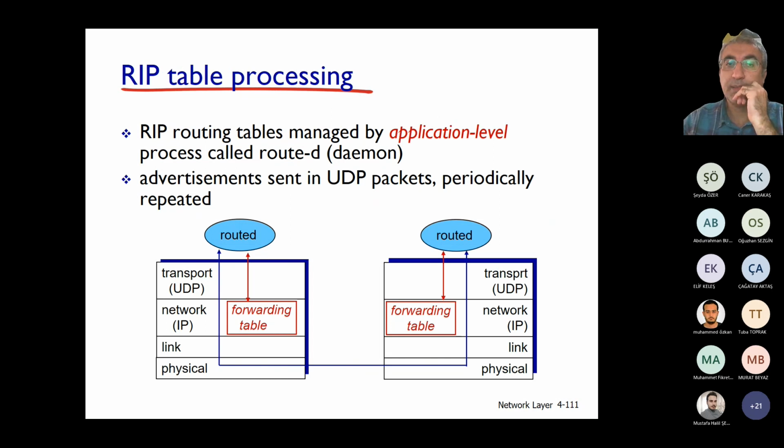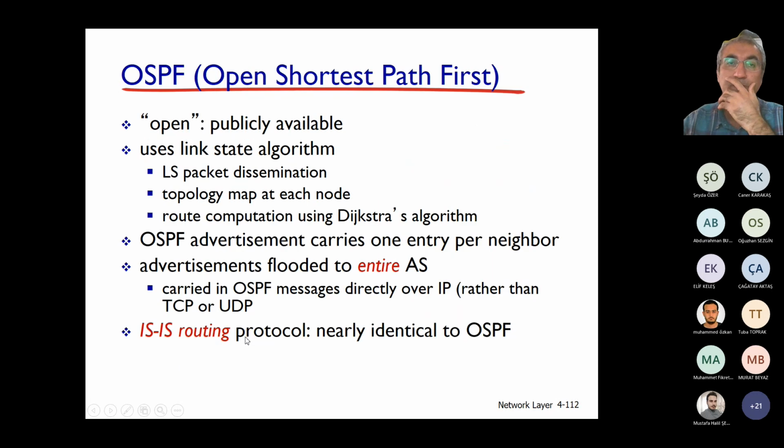Let's look at RIP table processing. The RIP routing tables are managed by an application process called routed, or a daemon. So at the application layer, we have a process called routed, in other words, a daemon. This application layer process manages the forwarding table at the network layer. So that was the information about the RIP, which is a distance vector algorithm.